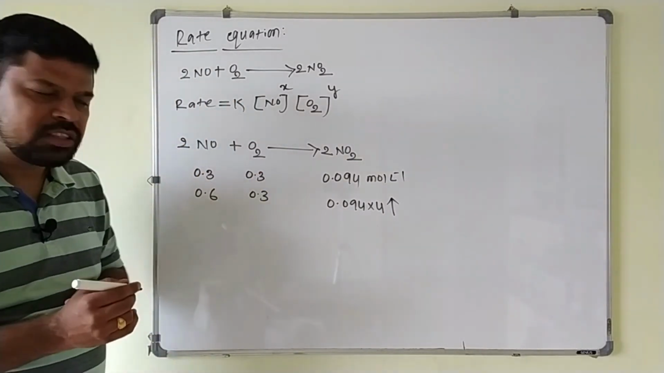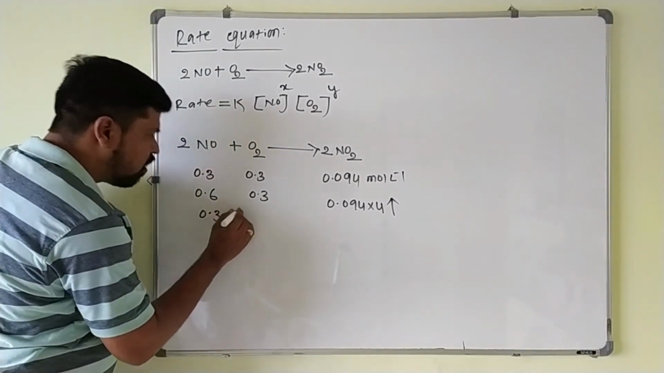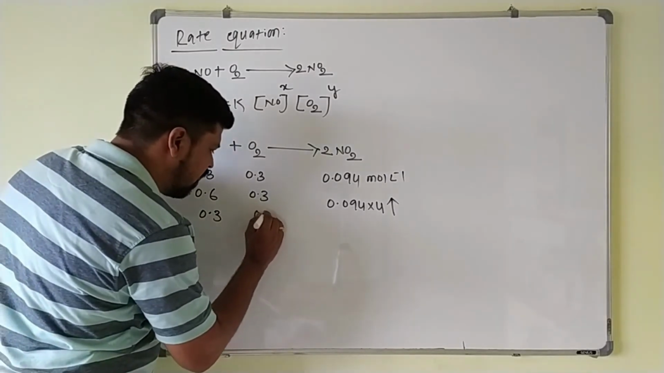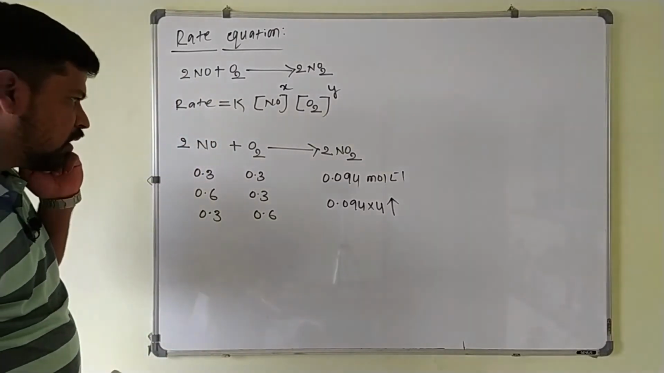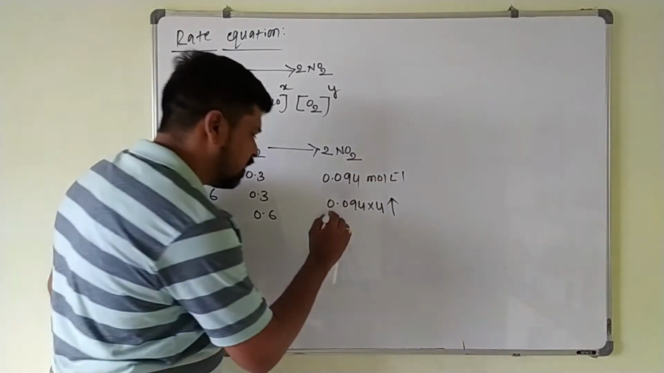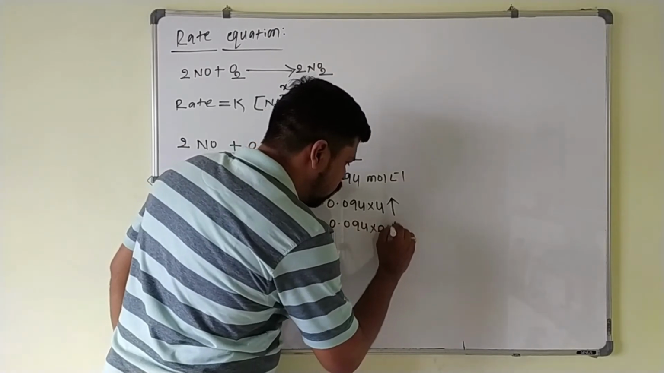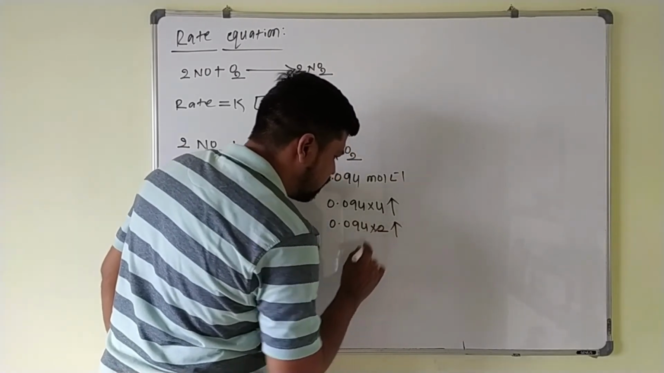Suppose the concentration of NO is kept constant and the concentration of O2 is doubled. I will take it as 0.6 now. Then the rate of formation of NO2 increases by 2 times. So this is 0.094 into 2 times. It increases by 2 times here.